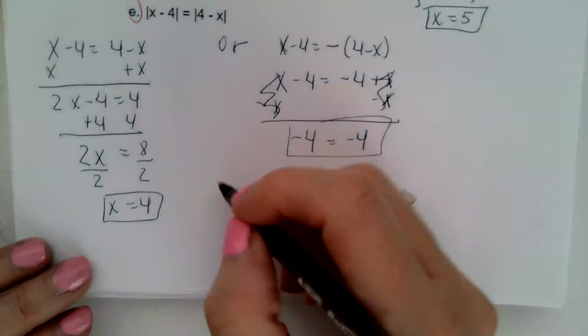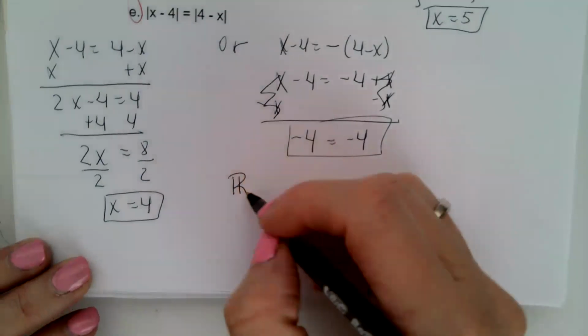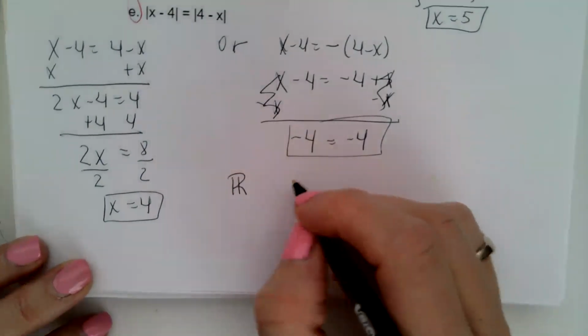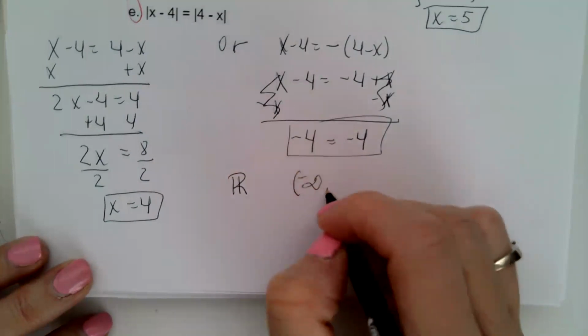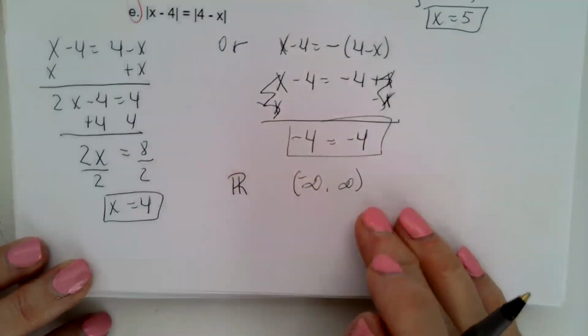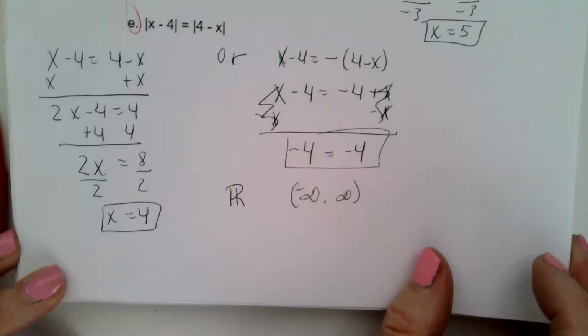And that means we can use this R with a double line through it as the solution, or you can say negative infinity to infinity, because any of those values will make this statement true.